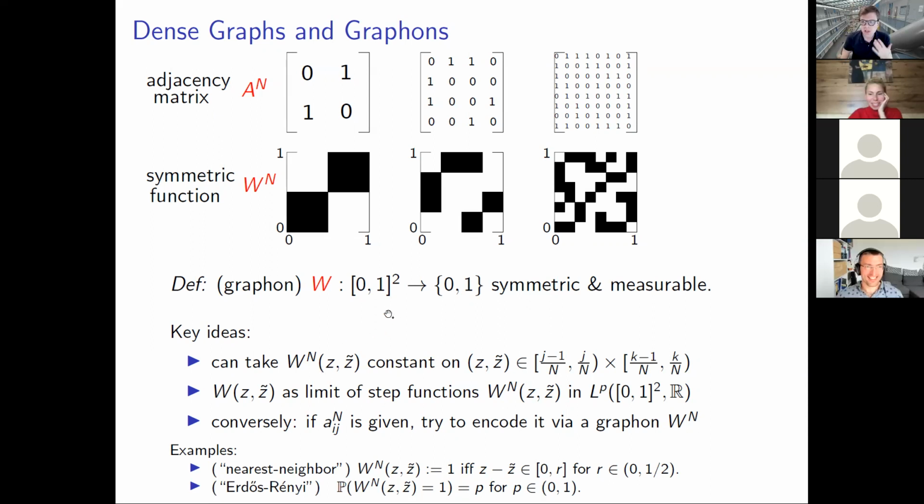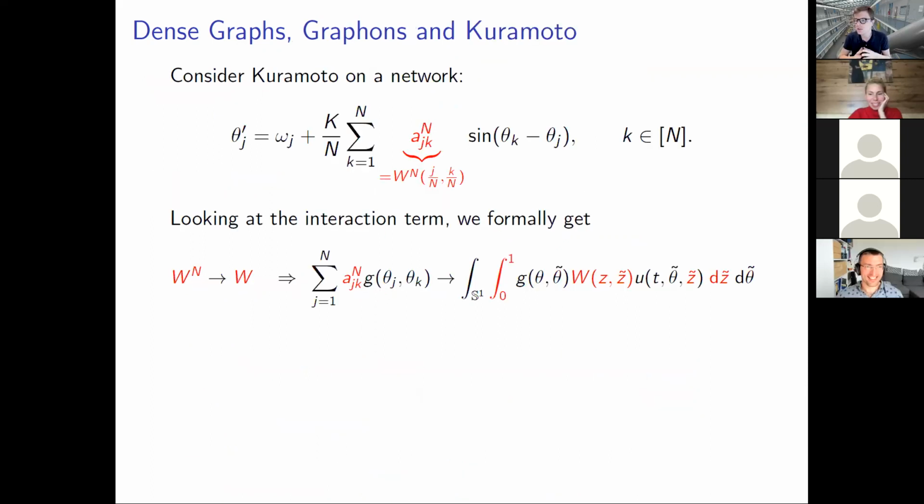And you somehow have a representation of graphs in terms of graphons. And then you can use this. So you assume that the coupling is now given in terms of a graphon, meaning the AJKs are actually sampled at every level n from a structure that is given to you.